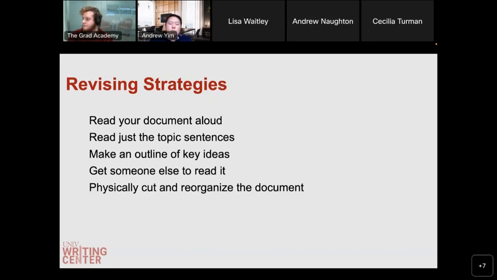There are some strategies where people will take their actual piece of paper, cut it up into different segments, and then rearrange it on a table. So again, if you would like to, in the chat box, feel free to also write down some revision strategies that you might utilize, and we can share those in a bit.